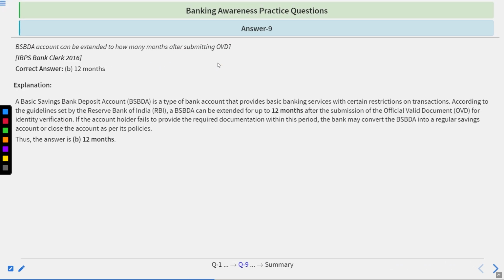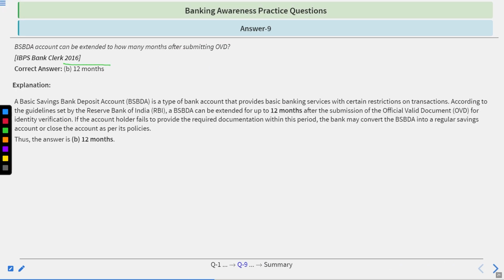Time's up. The correct answer is B, 12 months. Just go by the explanation. Basic Savings Bank Deposit Account, BSBDA, is a type of bank account that provides basic banking services with certain restrictions on transactions. According to the guidelines set by the RBI, a BSBDA could be extended for up to 12 months after the submission of the officially valid document for identity verification.